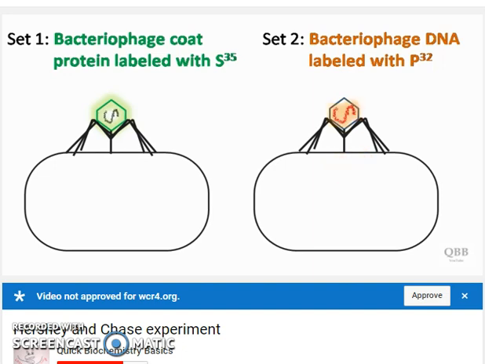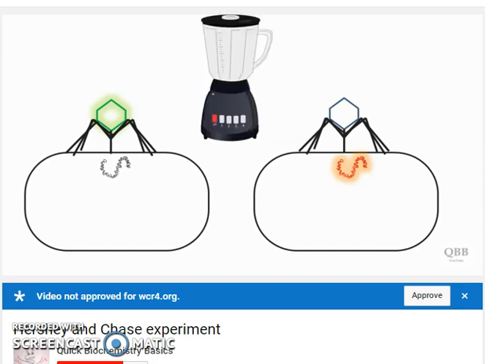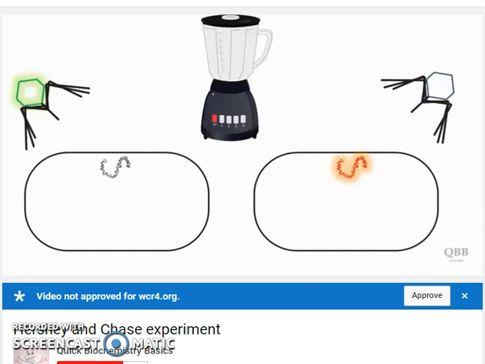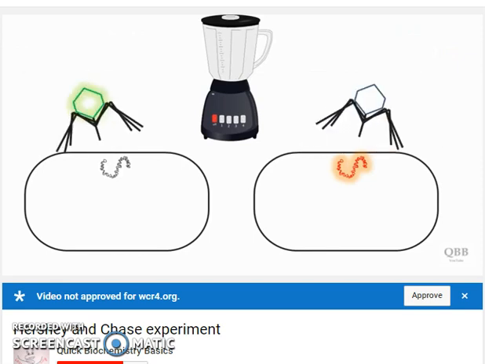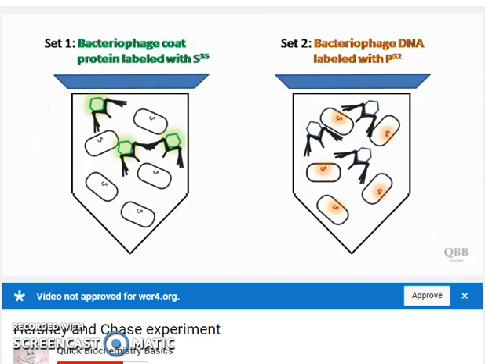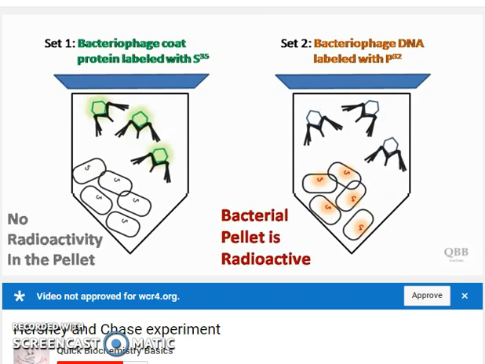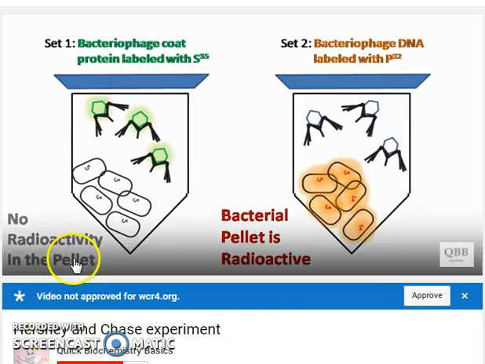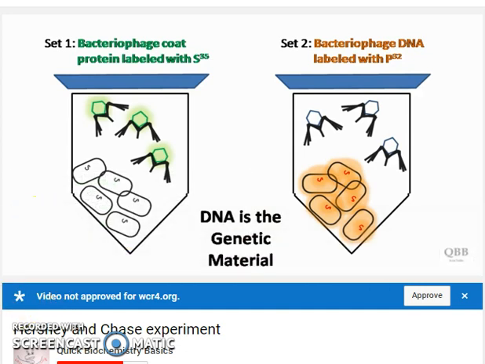The bacteriophage was then allowed to infect the bacteria. Once the infection was over, they used a blender to detach the bacteriophage that were attached to the bacterial cells. The mixture was then centrifuged and checked for the presence of radioactivity. It was seen that in the second set, the bacterial pellets showed very high radioactivity. This radioactivity was due to the P32 present in the DNA. Hence, based on this, it was concluded that DNA is the genetic material.